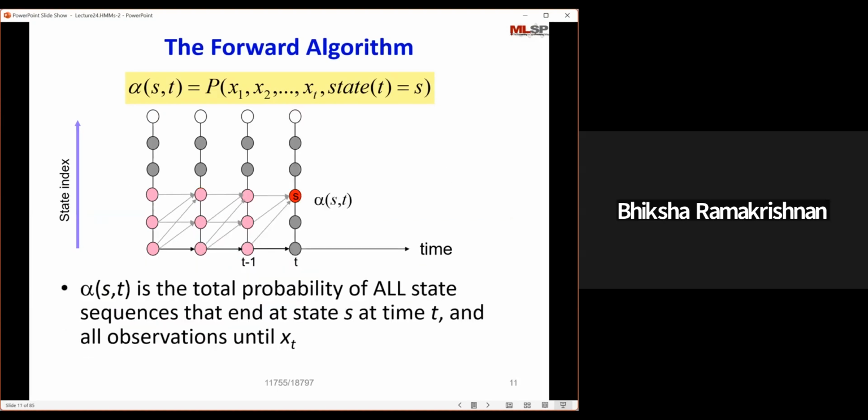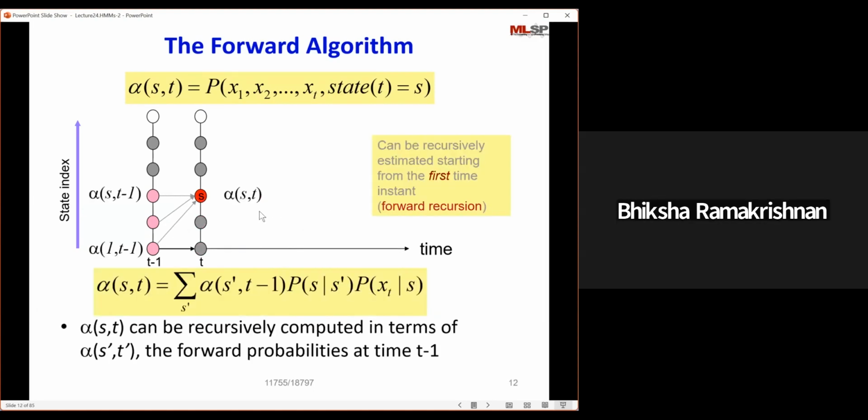And so we saw that this alpha could be recursively computed, right? So what was the recursive formula for alpha(S,t)? Anybody remember? Is it like the previous alpha times the transition probability times the observation probability at that state? Correct. So it was just this.